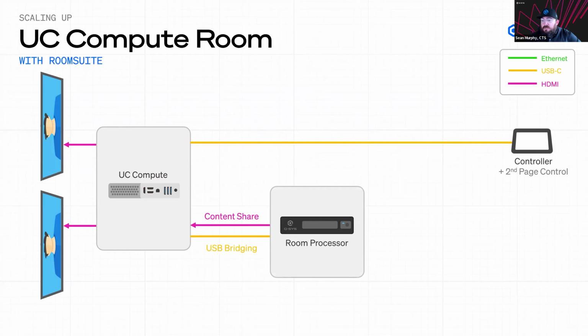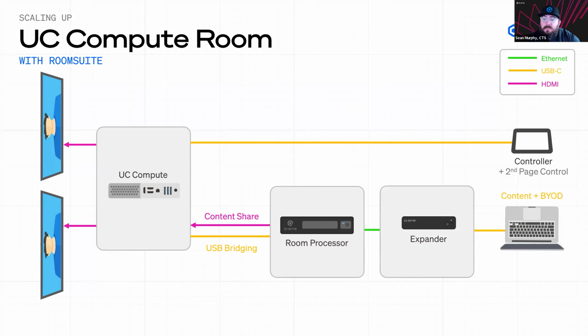So more network, less USB, and then we can also do BYOD with a laptop connected to an expander, and we can use this to serve content to the compute as well. And when we have all of our Q-SYS peripherals connected through the network, we can do the second page experience for the controller.